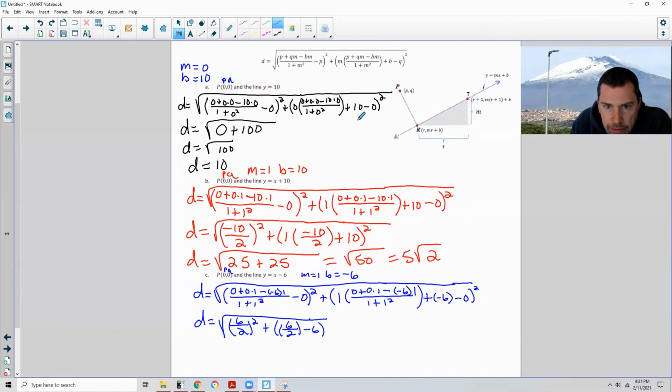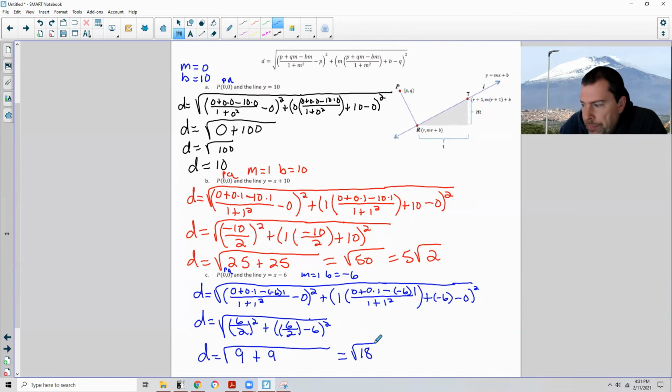Yes, yes, yes. Okay, so this is going to be D equals the square root of, well, 6 divided by 2 is 3. 3 squared is 9, plus 6 divided by, oh, I forgot my squared. Okay, don't forget that squared. 6 divided by 2 is 3. 3 minus 6 is -3. -3 squared is 9. So the distance is the square root of 18.